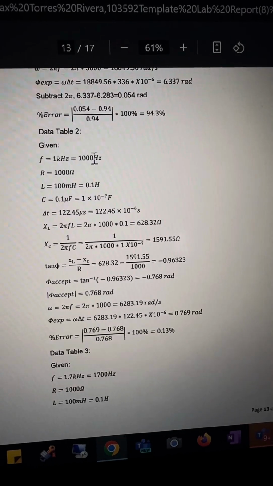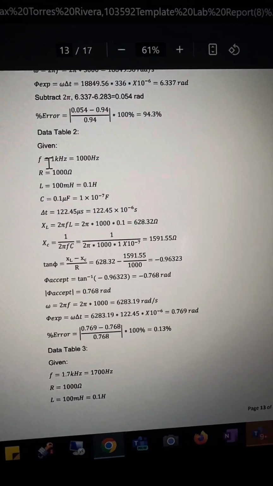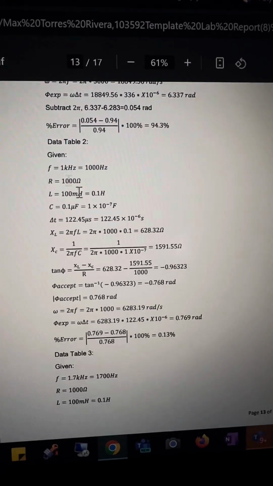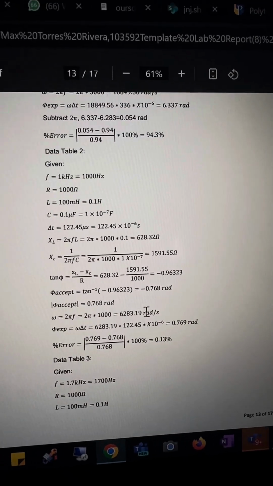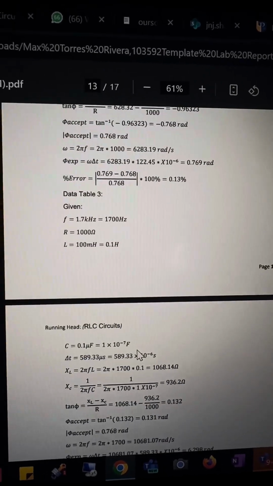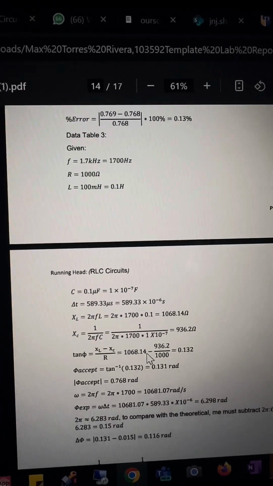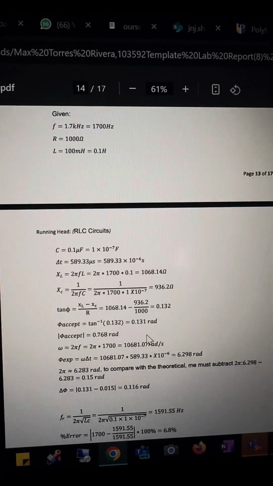We keep doing the same for data table 2. We put our given values, in this case 1000 hertz instead of 3000. We do the same steps, and we also get our percentage error. We do the same thing for data table 3. Instead of 1000 hertz, we got 1700 hertz, or 1.7 kHz.